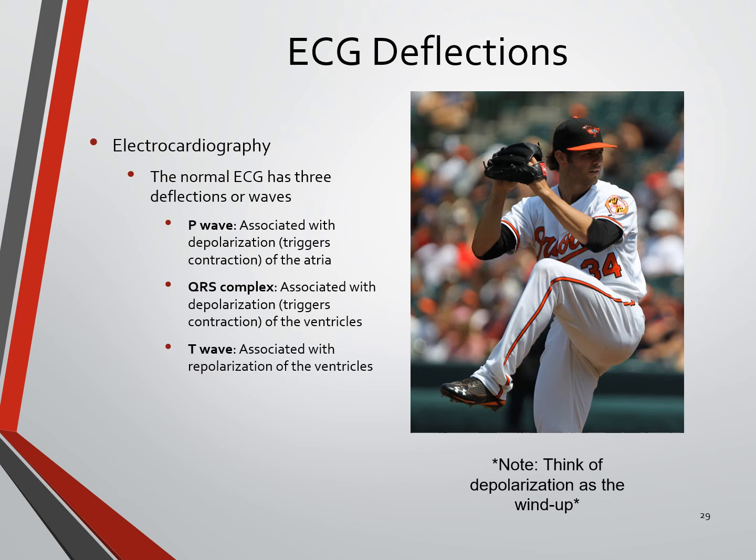So when you see P wave, think contraction of atria. When you see QRS, think contraction of ventricles. When you see T wave, think of repolarization of ventricles. Remember, repolarization is the relaxation phase, right? The ventricles are relaxing. So again, we don't need to know any more than this about EKGs. It is not something that is required for us to perform.